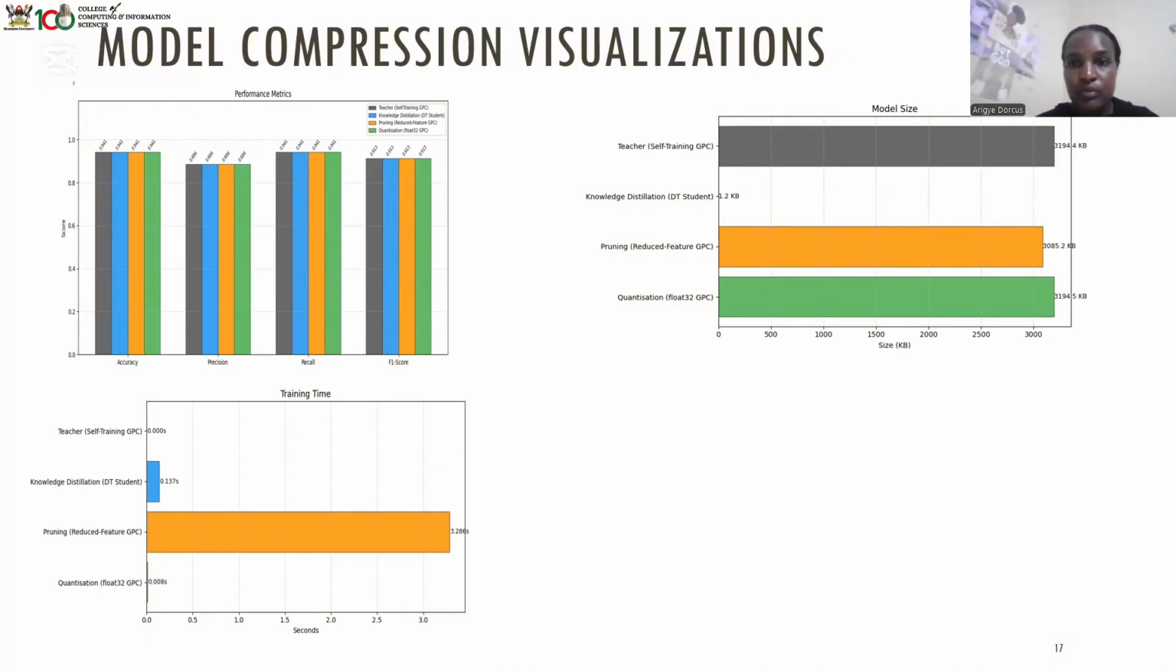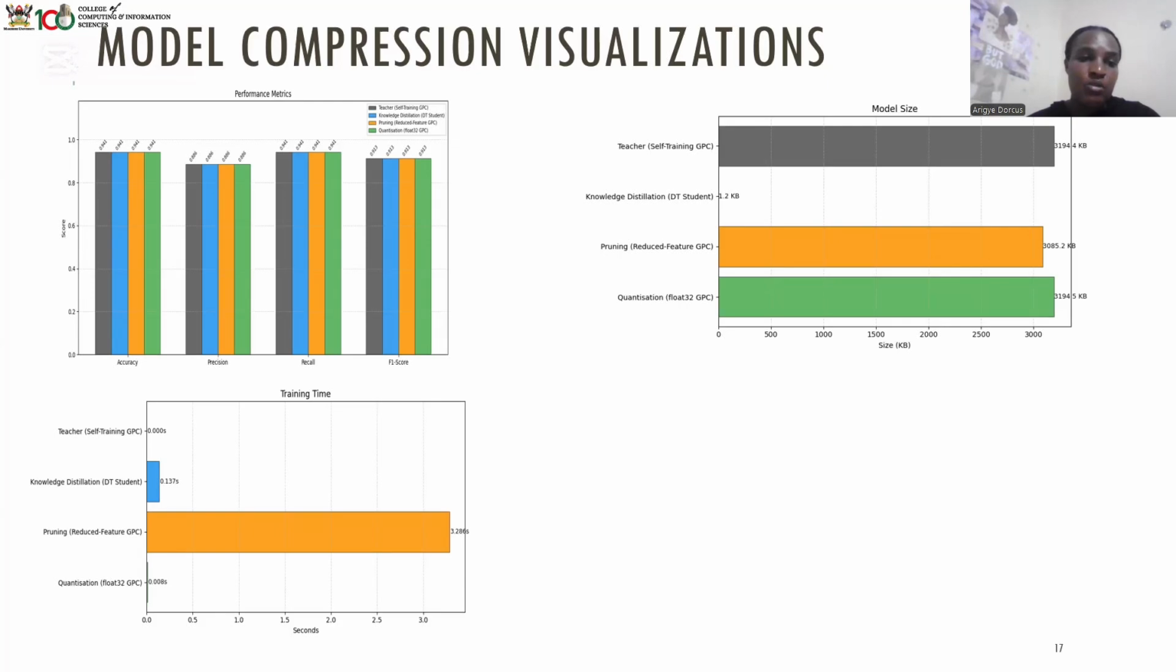Then the next one, which is this one on the top right, the model size chart tells a very different story. The teacher model is enormous. Now compare that to the knowledge distillation, which shrinks to just 1.2 kilobytes, a reduction of over 99%. That is extraordinary. So pruning sits at around 3,085 kilobytes, almost no improvement over the teacher, while quantization comes in at around 3,194 kilobytes, similarly large. So if the storage deployment footprint is your priority, knowledge distillation is clearly the winner by a massive margin.